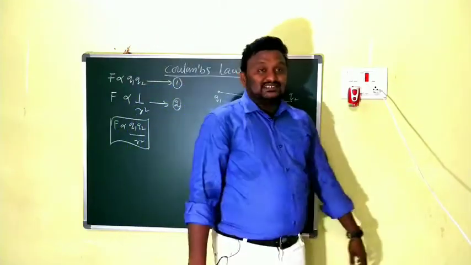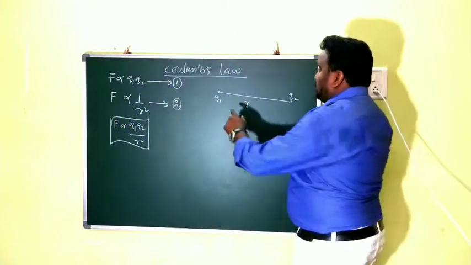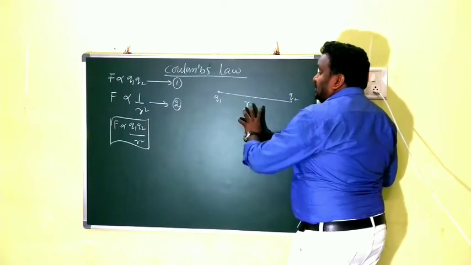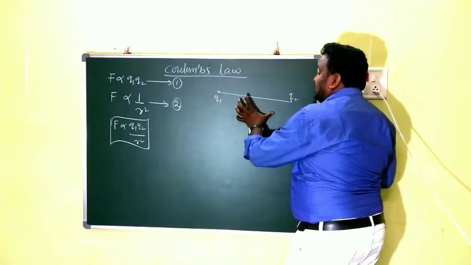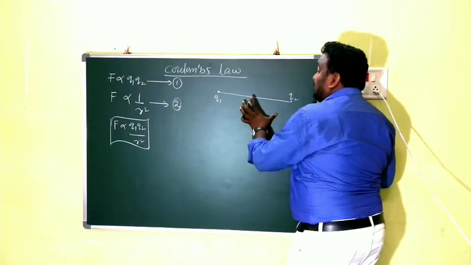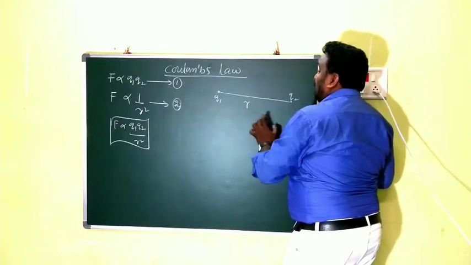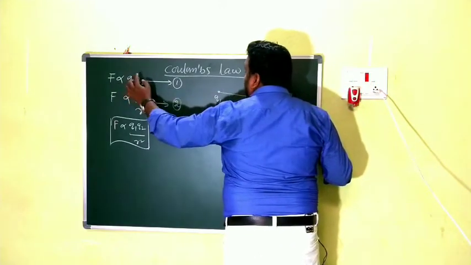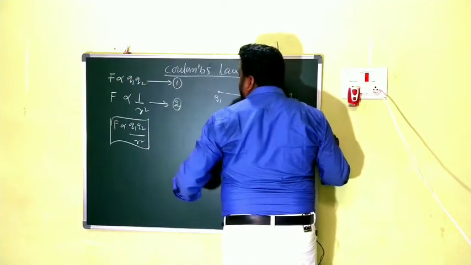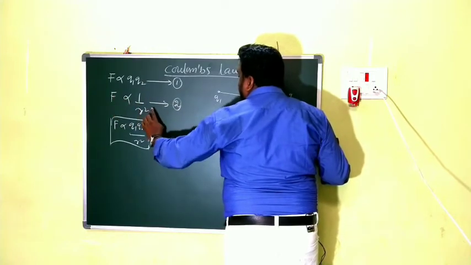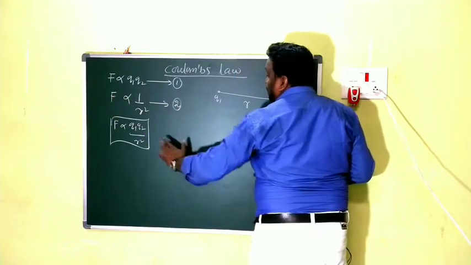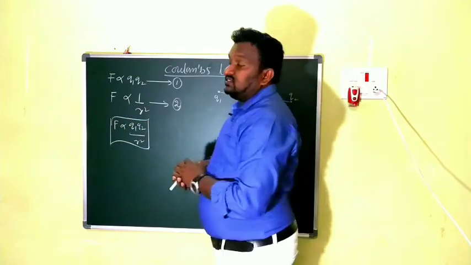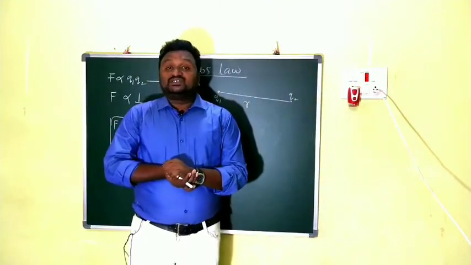Here let us consider we are taking two charges Q1 and Q2 separated by a distance R. Then the amount of force, either attractive or repulsive, depends upon Q1, Q2 and R, such that the force is directly proportional to the product of the magnitude of their charges and inversely proportional to the square of the distance between them. From this, F is proportional to Q1 Q2 by R square. This is what we call Coulomb's inverse square law.